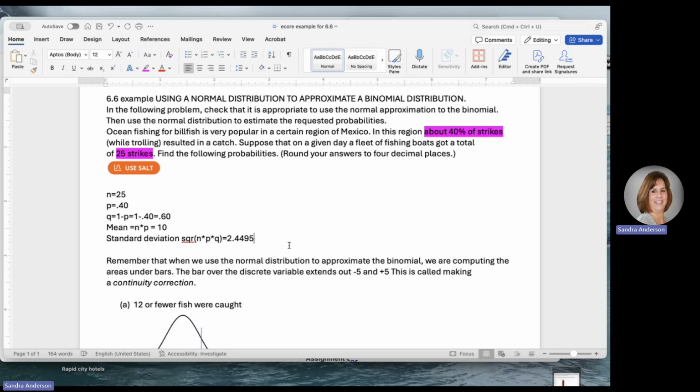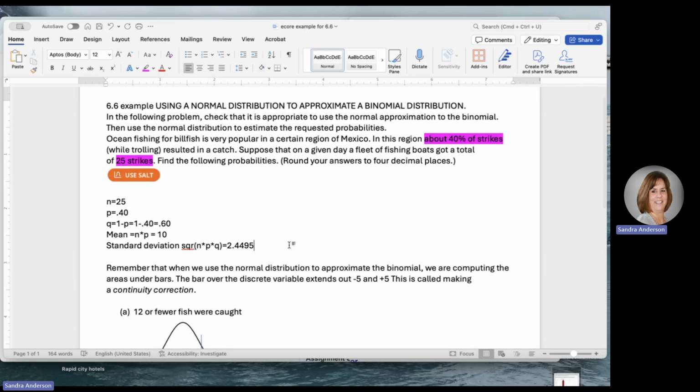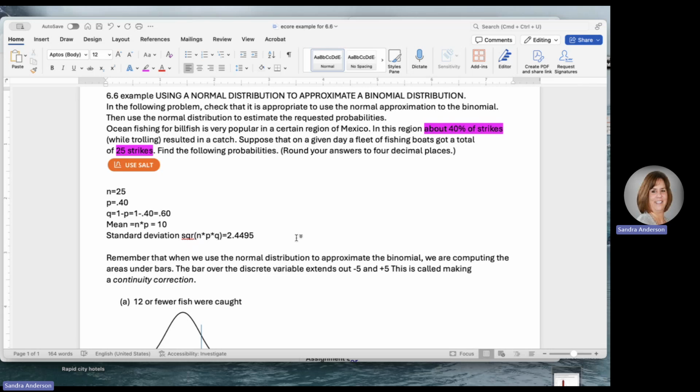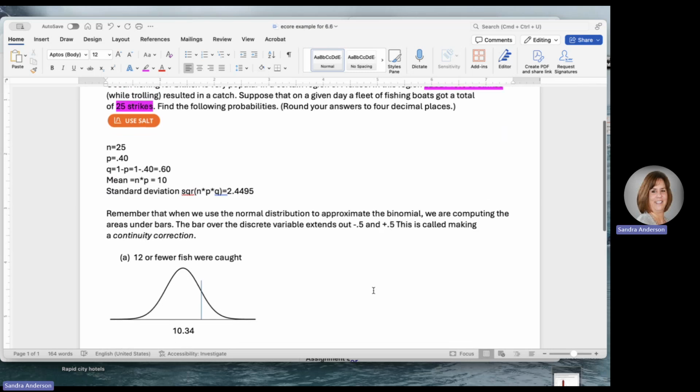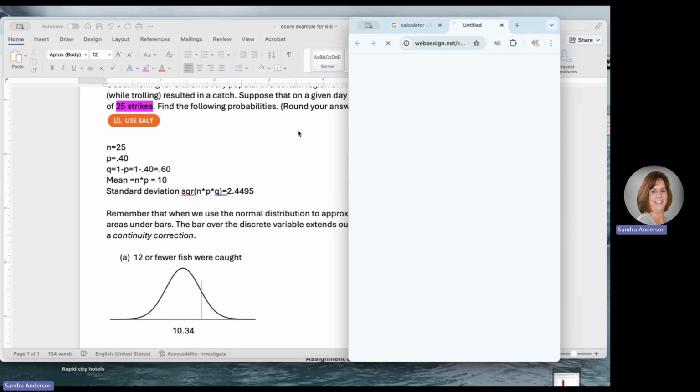You need to remember that in this section, when we're going to use the normal distribution to approximate a binomial distribution, we have to compute the area under the bars. In order to do the area under the bars, we're going to have to extend out a negative 0.5 and a positive 0.5 from where we are to get the whole bar under there. And that's called making a continuity correction. If you need to view more about a continuity correction, please see our textbook for that. That being said, I'm ready to use salt. So if you can do this and go use salt, then you should be good to go.